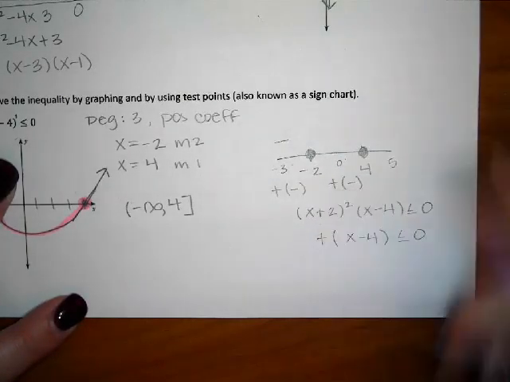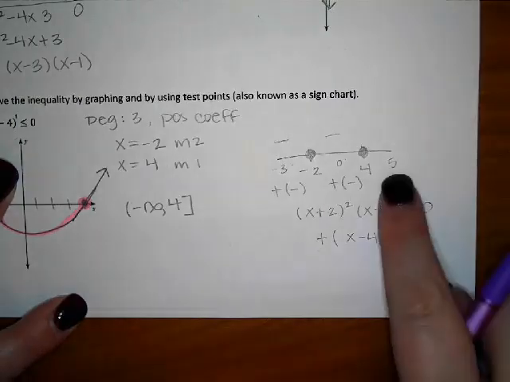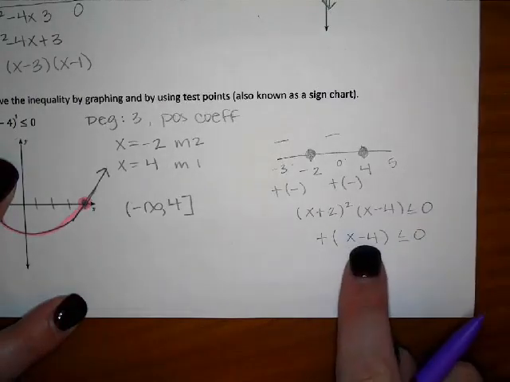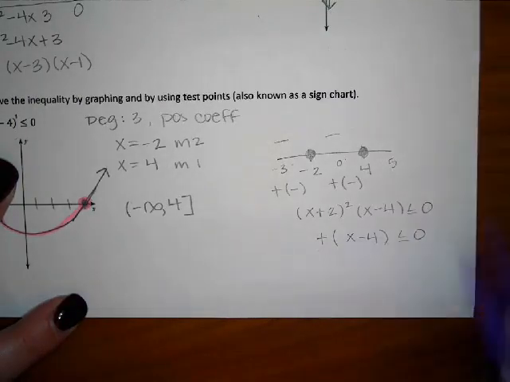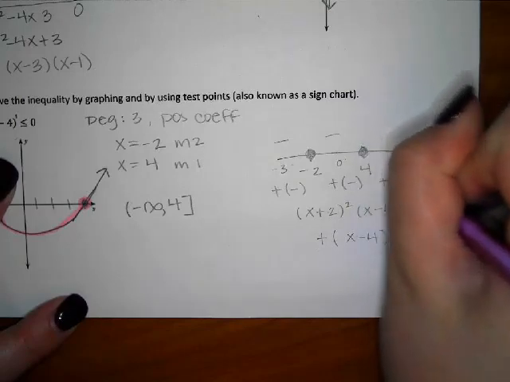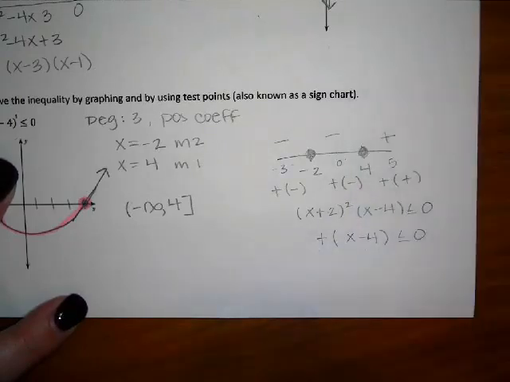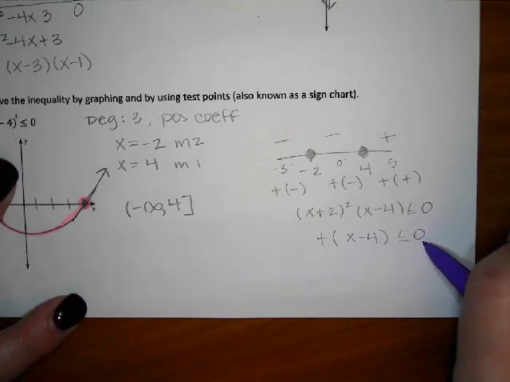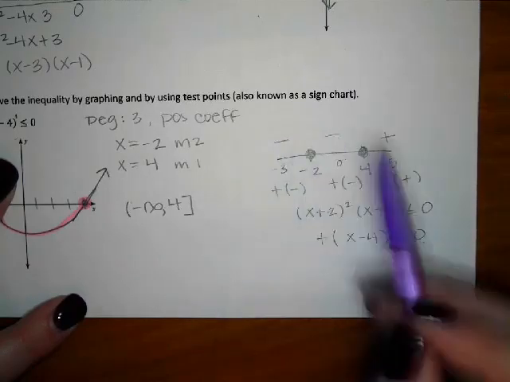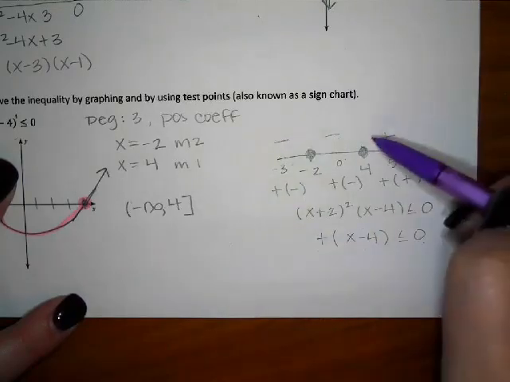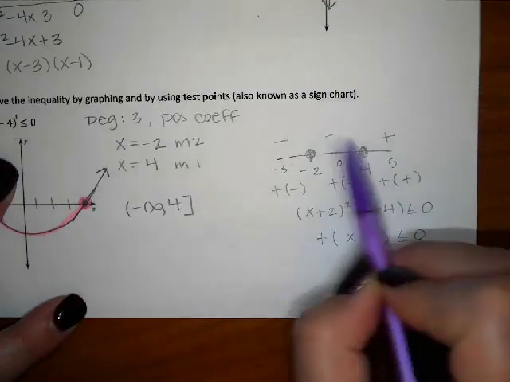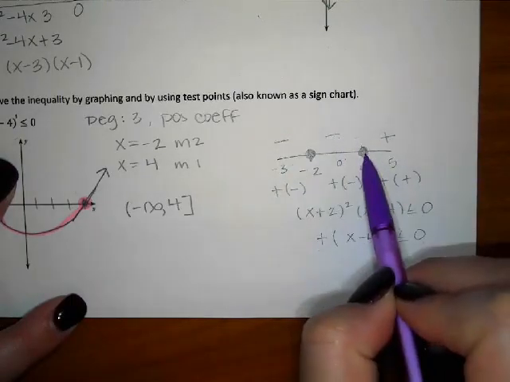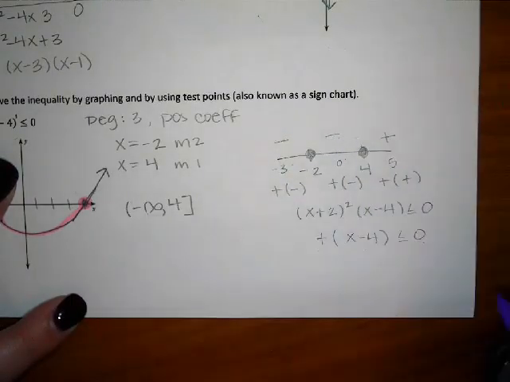Then for the last one, 5. 5 minus 4 is 1. That's a positive number. So I have positive times positive. That's a positive number. So then I can look and say, all right, what part of it am I supposed to be using for my answer? Well, this is less than or equal to 0. That means that the negative signs are my solution. And so the negative signs are this whole part that is to the left of 4, or negative infinity to 4. So that's how you could do this problem using just a sign chart.